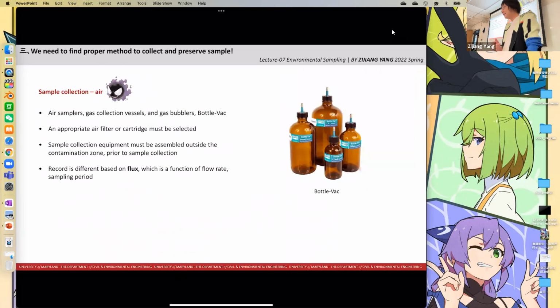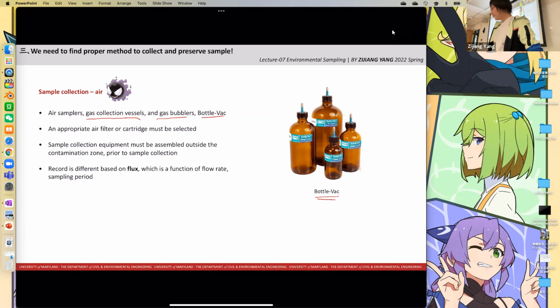And the next one is the air sampler. If we are interested in the chemicals in the air, we can use an air sampler, like gas collector vessels, and like the gas bubbler or bottle bag. I have used this one before.